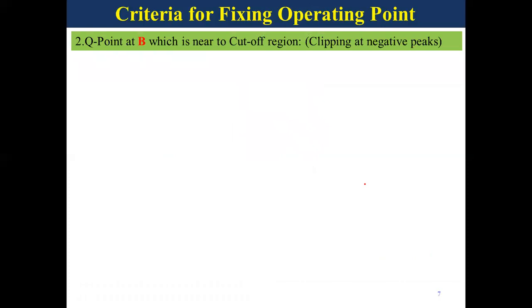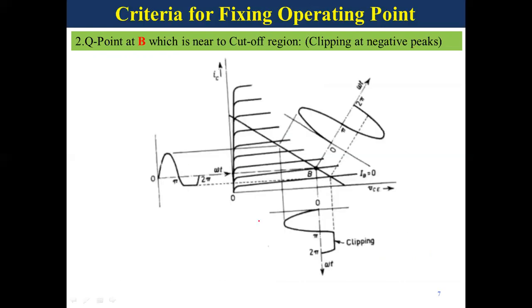Then, in the second case, I am assuming the operating point at location B, which is near the cutoff region. This is the location of the operating point now, which is the intersection of IB and the DC load line. Now we apply the input signal IB, and for this negative portion of the input signal, the transistor is operated in the cutoff region.